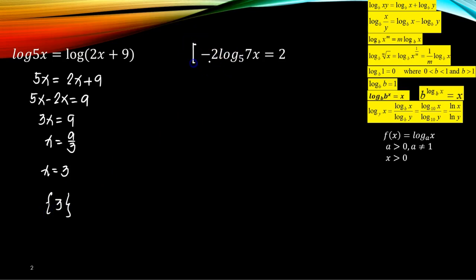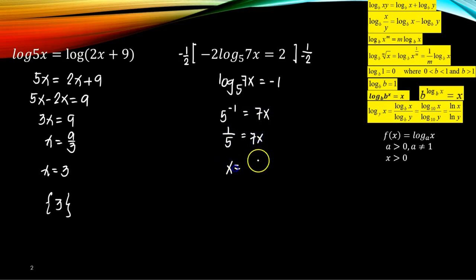On the other problem, we can see that there is negative 2 in front. So maybe we can divide both sides by negative 2 first to just remove the negative 2. So this becomes logarithm of 7x base 5 equals negative 1. And then we do the transformations. 5 to the negative 1 is equal to 7x, or simply that's 1 over 5 is 7x. X, therefore, 1 over 35. Then again, when we plug in x equals 1 over 35 in the argument, it is still positive. Therefore, the answer is 1 over 35.